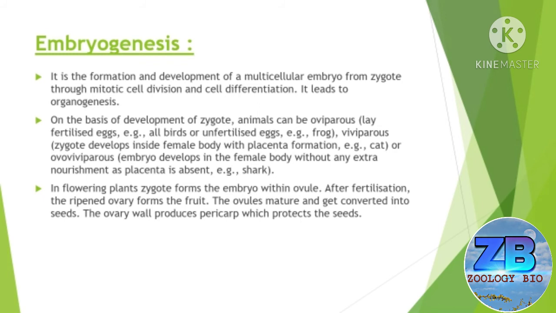In flowering plants, the zygote forms the embryo within the ovule. After fertilization, the ripened ovary forms the fruit. The ovules mature and get converted into seeds. The ovary wall produces pericarp, which protects the seeds.